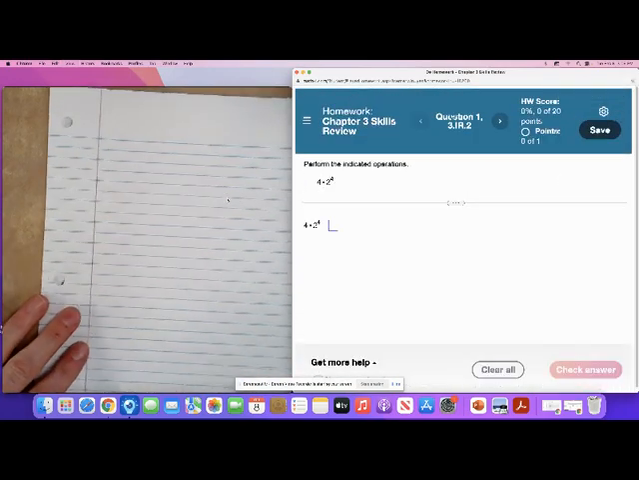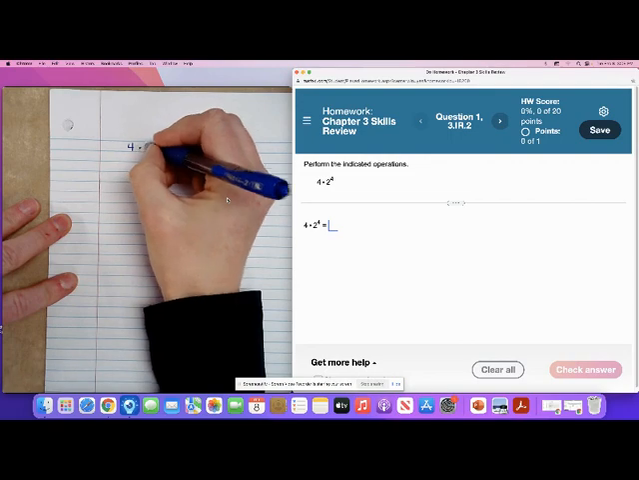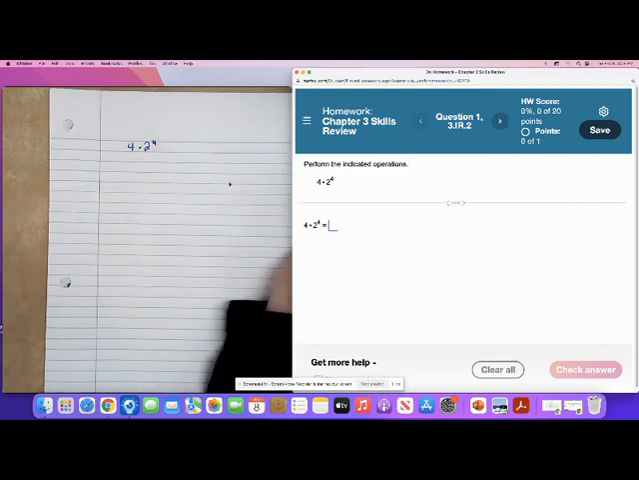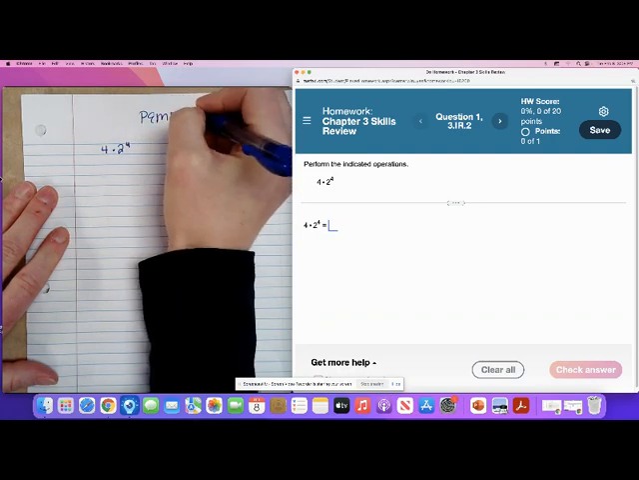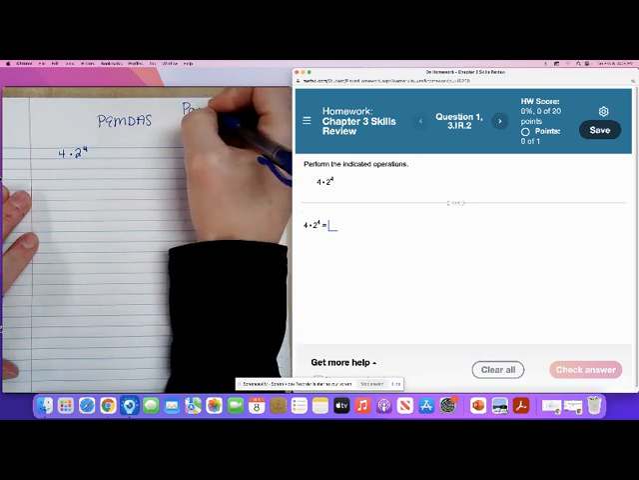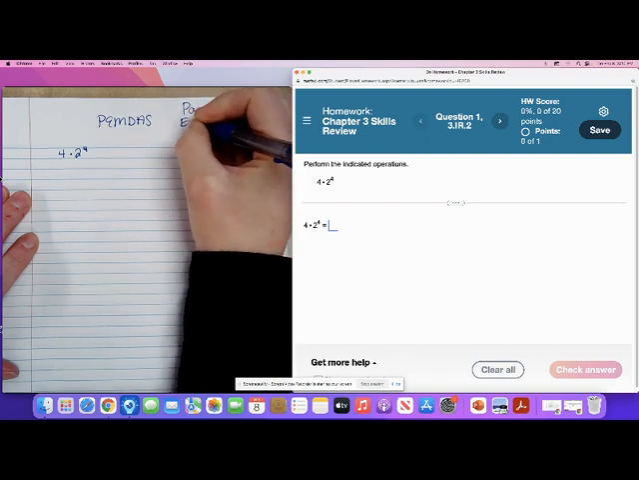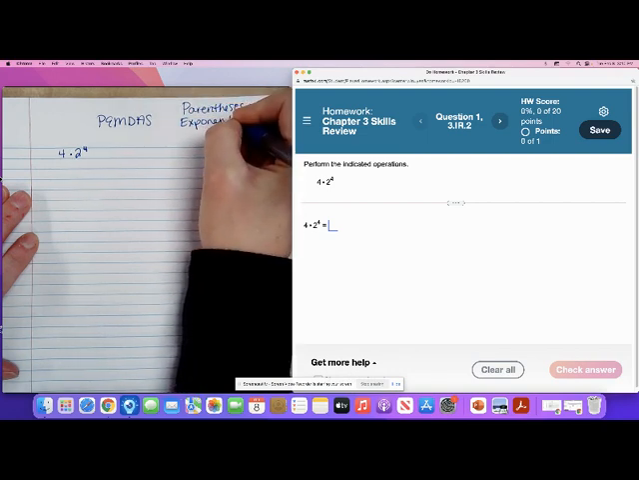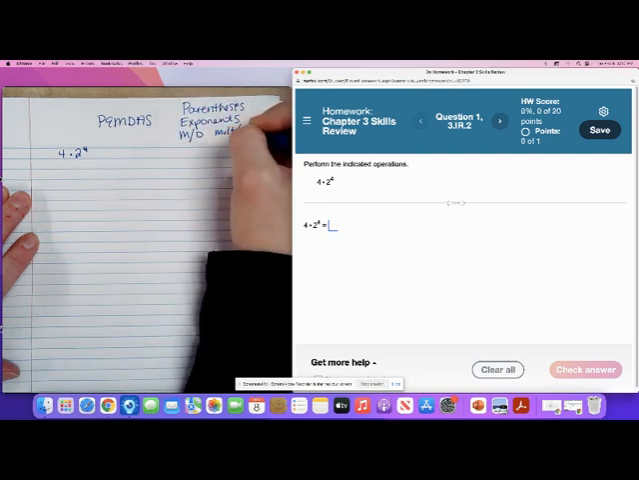So whenever we do a problem like this, I'm going to work it out. 4 times 2 to the 4th. So you follow order of operations. So we have PEMDAS. So P stands for parentheses. E stands for exponents. M and D stand for multiply and divide. And you want to do that in order from left to right.